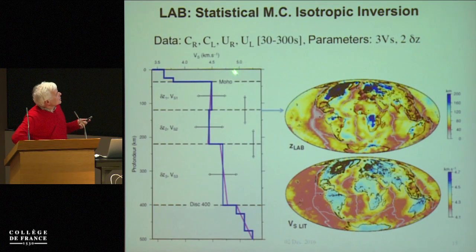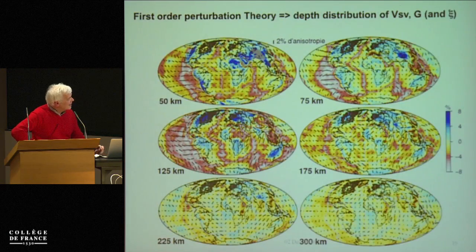For the Monte Carlo approach, it's only an isotropic inversion, and it is the map here that we find at the global scale. We see that we can have a LAB in continents down to 200 kilometers, and we see perfectly all the mid-ocean ridges, quite classical results. And here, that's the associated velocity in the LAB.